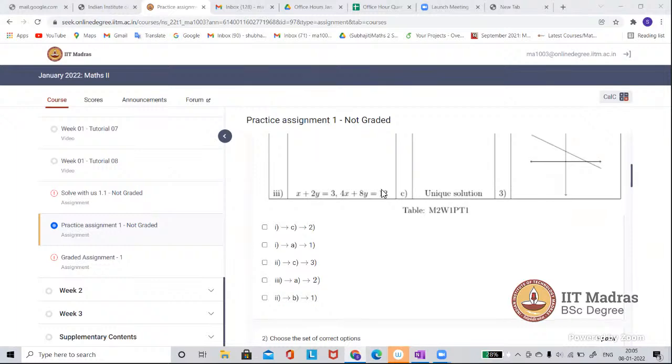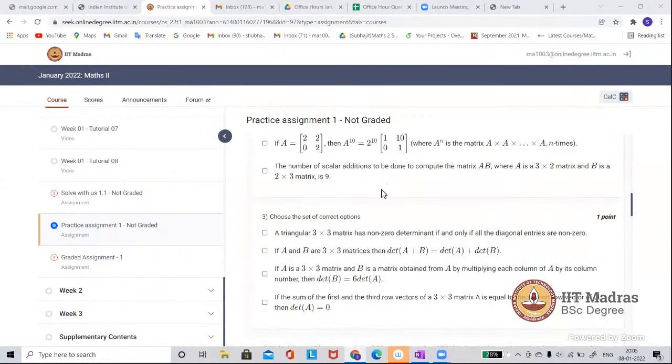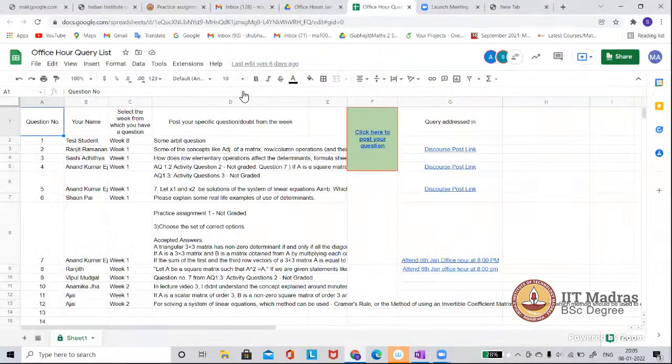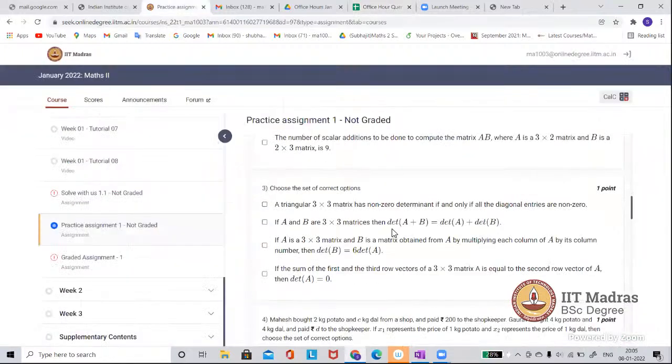So the question is from this practice assignment. Third question. This is the practice assignment, third question: a triangular matrix. He asked all four options.